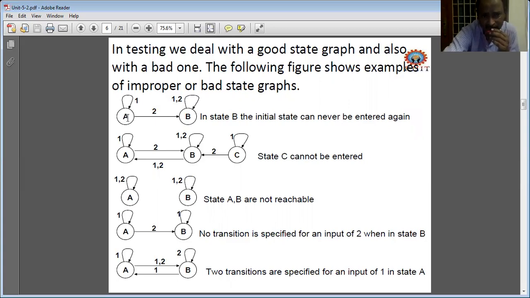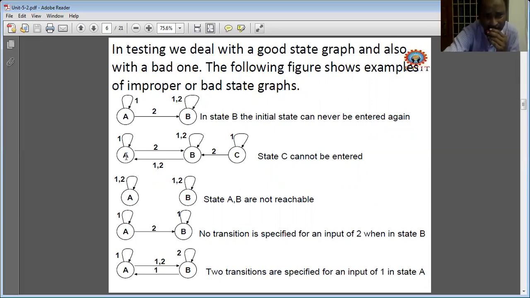This is in state B, the initial state. The initial state can never be entered again. Okay, 1, 2. 1 is there. Again, 1 is not possible. Okay, so that's why it gives the bad state graph.